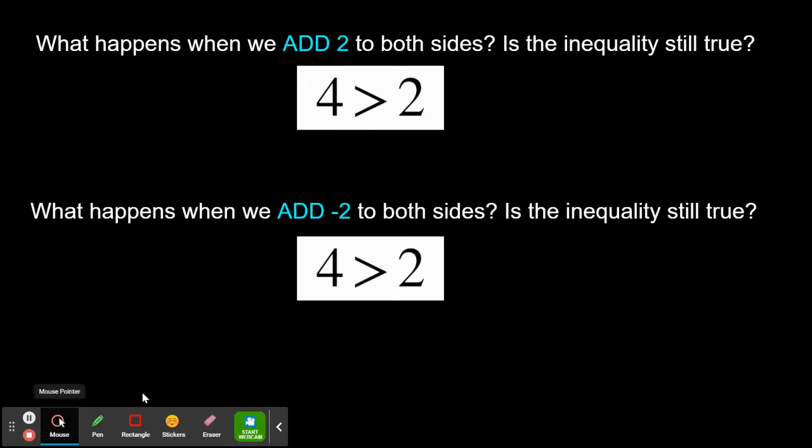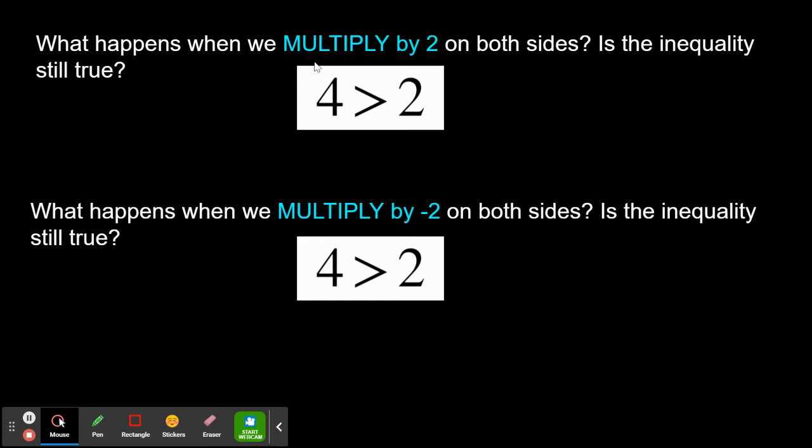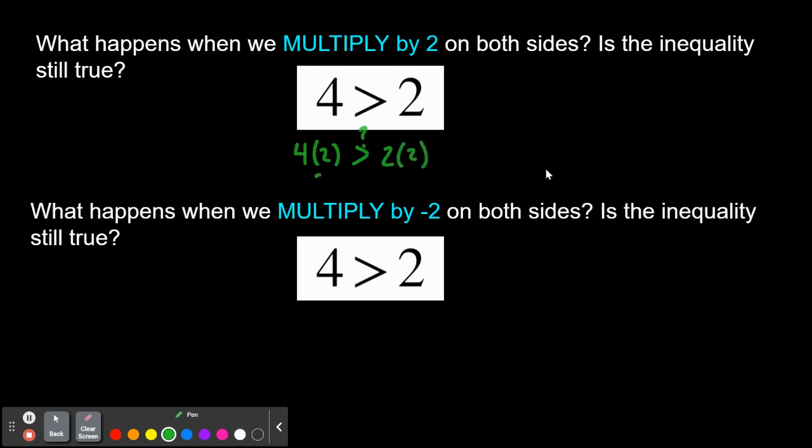Let's go on to another situation, though. What about multiplying by 2 on both sides or multiplying by negative 2? Let's go ahead and check that out. If we were to multiply both sides by 2, let's see what happens. We have 4 times 2. Is that still greater than 2 times 2? Well, 4 times 2 is 8.